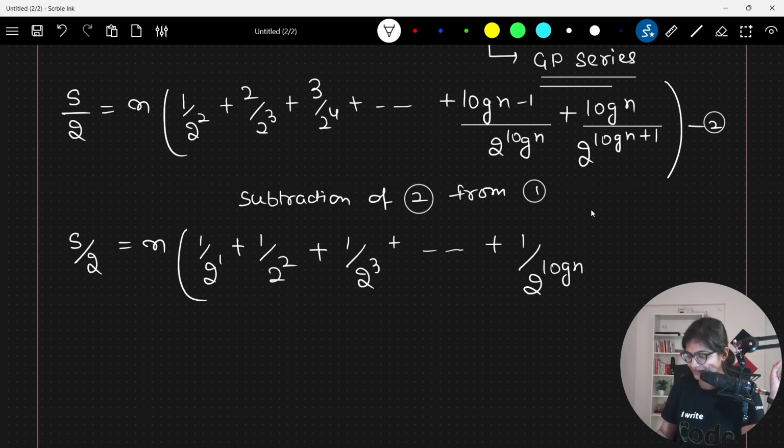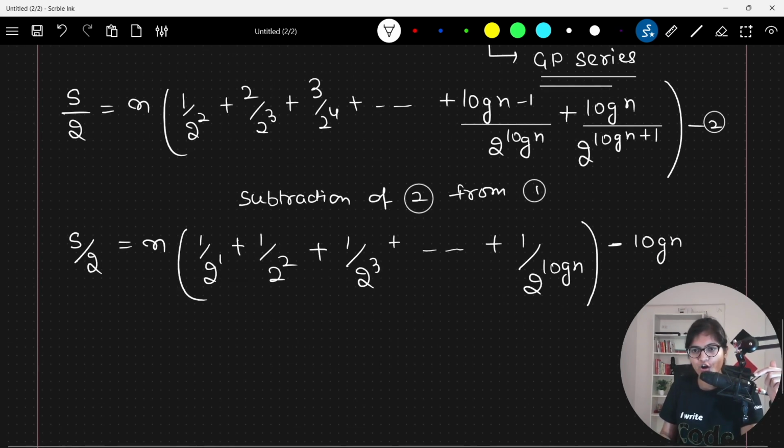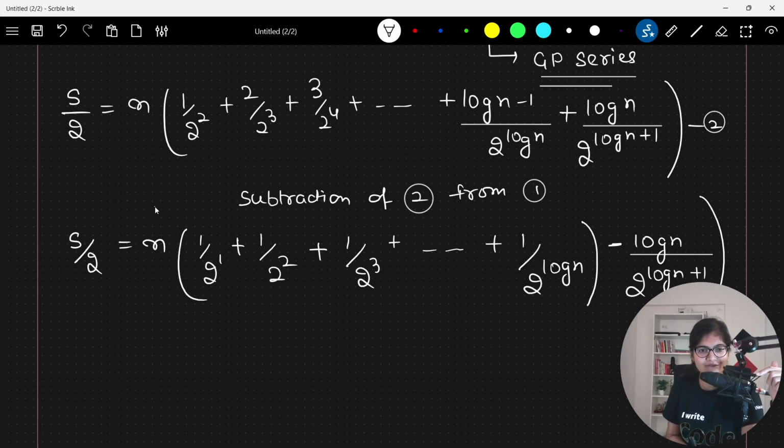Now, after that, what we can do is that I am subtracting s minus s by 2. So this will become negative symbol. So I will take this value outside. Log of n divided by 2 to the power log of n plus 1. And I can store everything in one bracket here. Maybe like this. N is outside only.